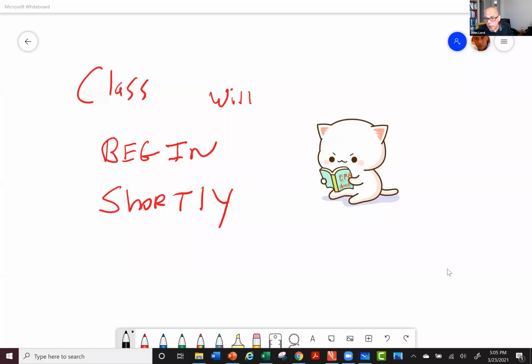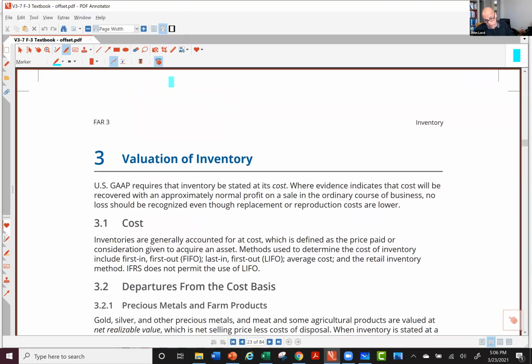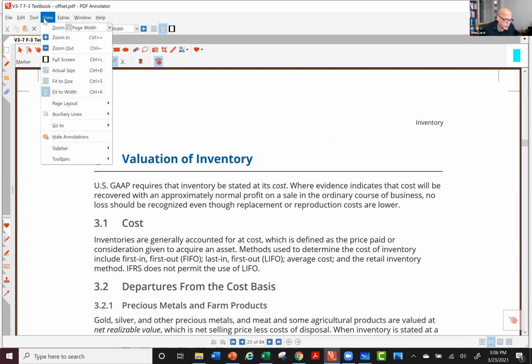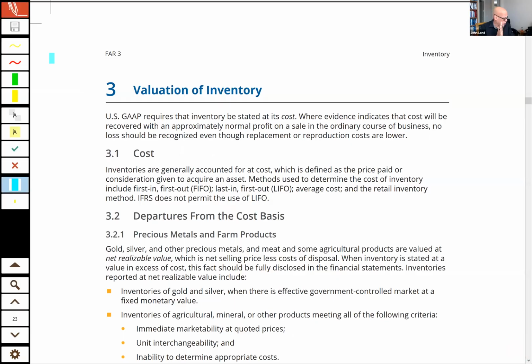Okay. And we are going to jump into, well, we've already jumped into chapter 3. We're going to jump back into chapter 3, and we are going to finish chapter 3. I think we should have plenty of time to get through the rest of the chapter 3 discussion tonight.